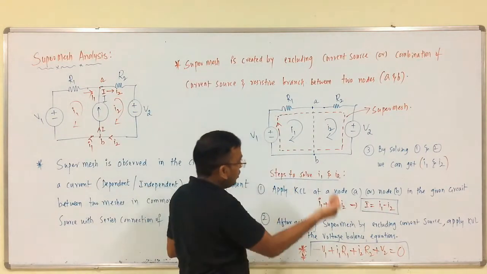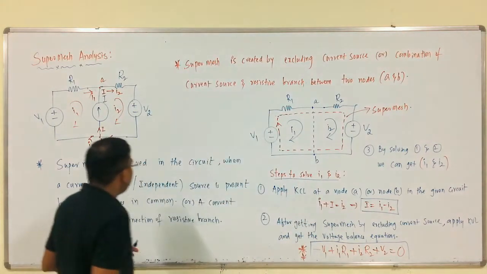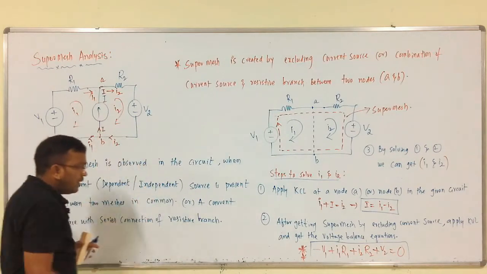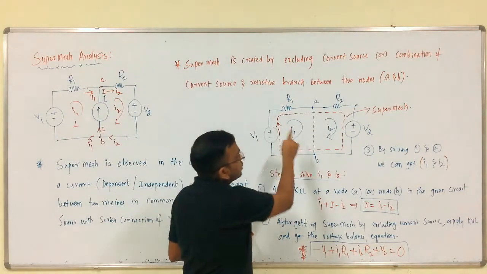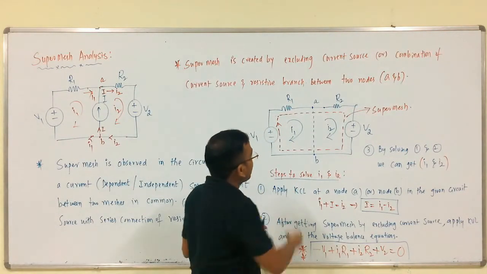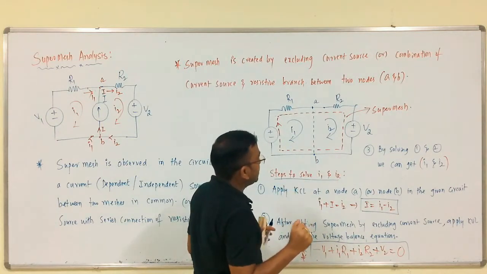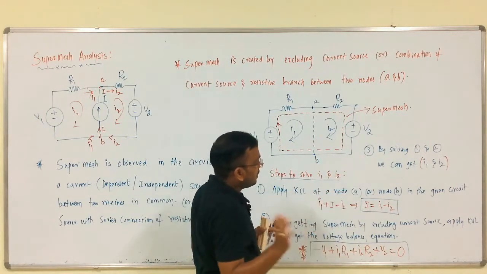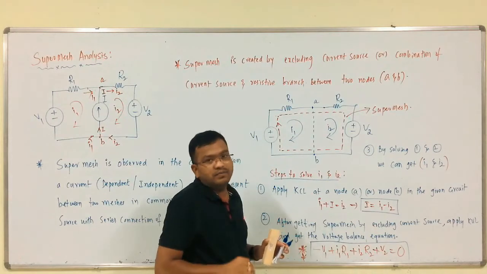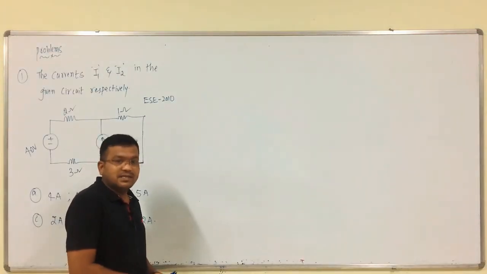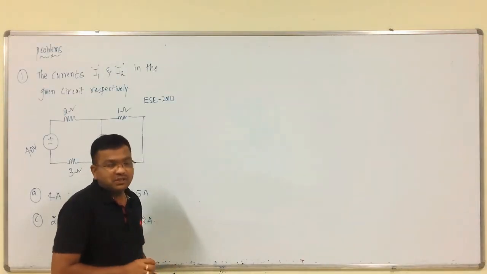So, first we have to get the KCL equations at node A or node B. Next, step 2 is what? After getting the super mesh, by using KVL we have to write voltage balance equations. By solving those two equations, we can get I1, I2. That is it. Next we have to discuss problems on super mesh.